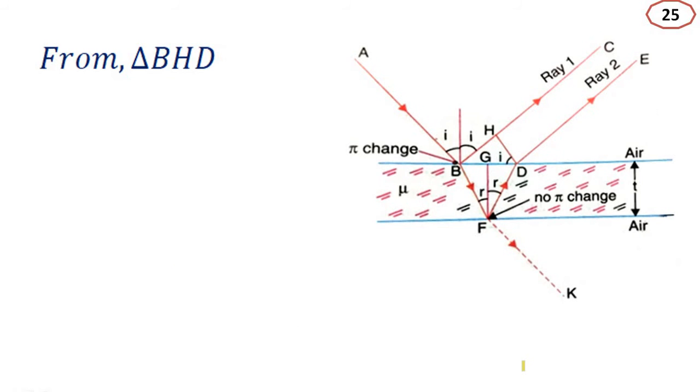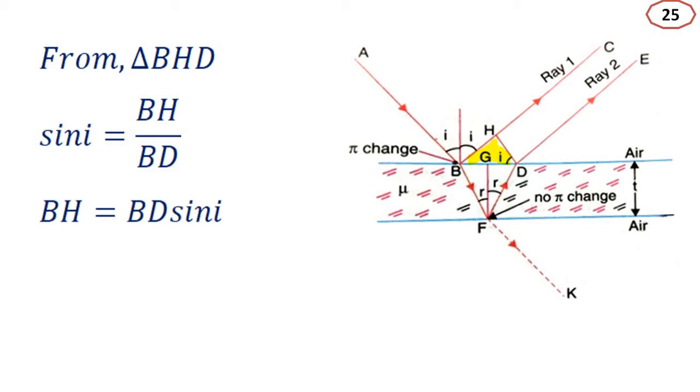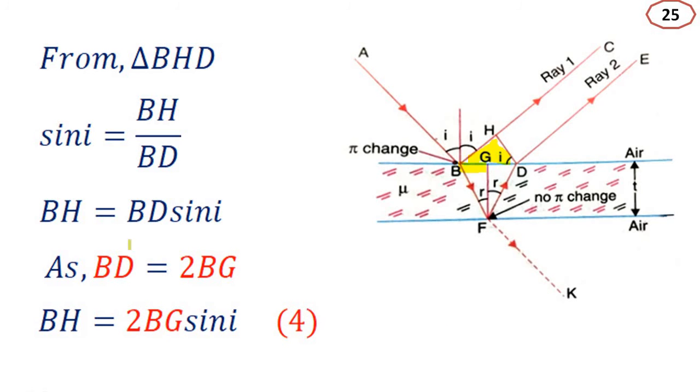From triangle BHD, sin I equal to opposite side BH divided by hypotenuse BD, or BH equal to BD sin I, as BD equal to 2BG. So this is the equation for BD. We know that it is 2 times BG. Instead of BD, we can substitute 2BG. Therefore, BH equal to 2BG sin I, equation 4.